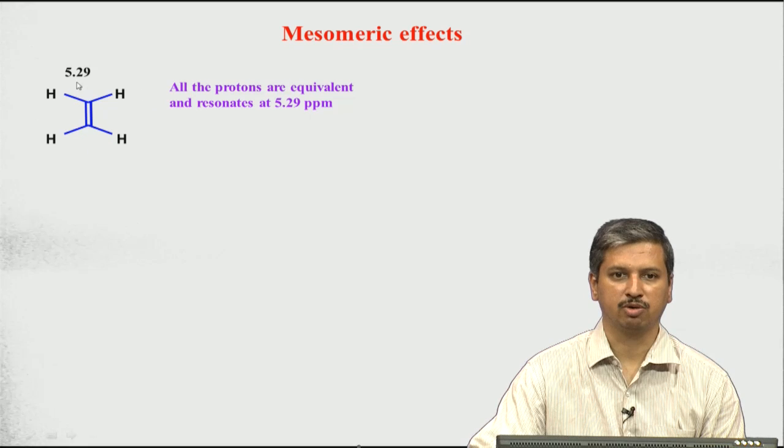So, we will now look at some more examples of mesomeric effect. This is the case of the ethylene molecule, where all hydrogens are equivalent. Now, what is chemical equivalence? We will discuss that in the next few slides or the next class, but what is important to understand here is the mesomeric effect. How does it influence?